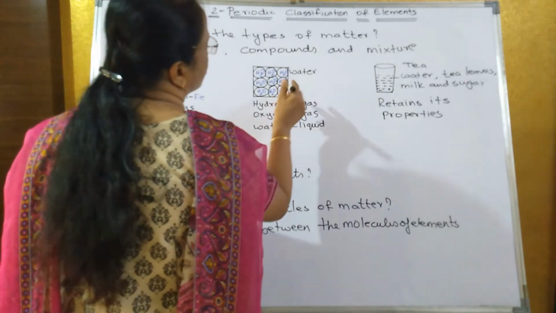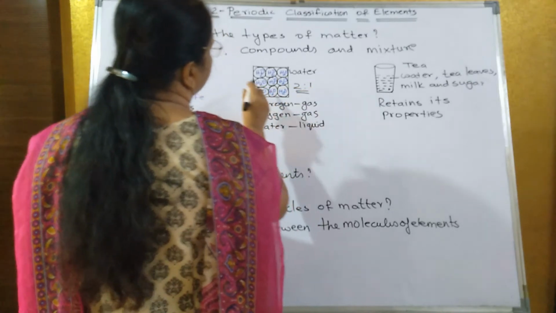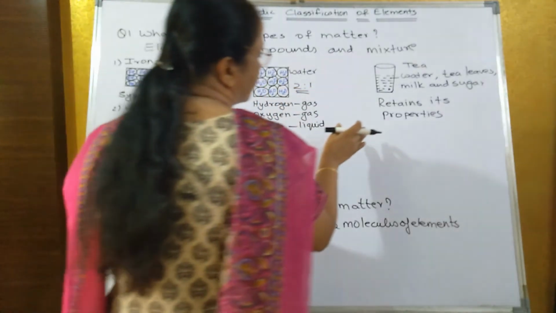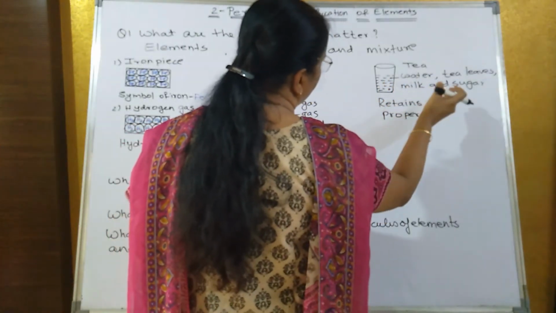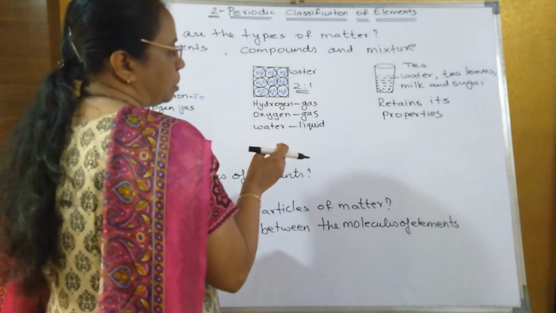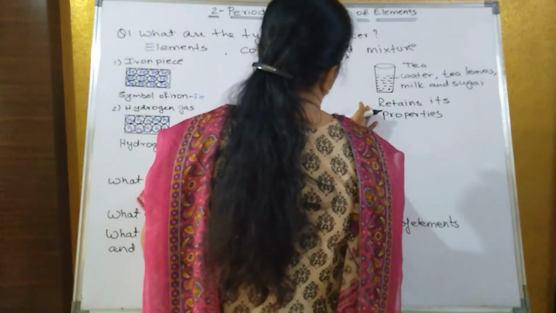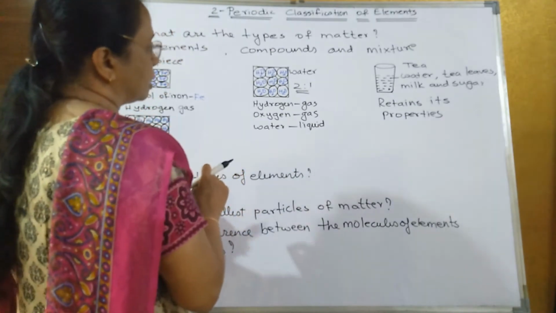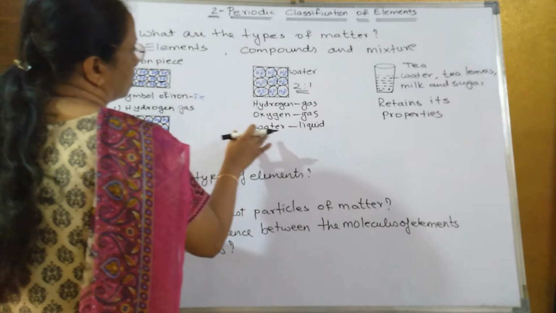Now another difference between both of them is this. Hydrogen and oxygen always combine in the ratio of 2:1. That is, two atoms of hydrogen combine with one atom of oxygen. But that is not the case with tea. You can take any amount of water, tea leaves, milk and sugar. It is not fixed how much should be taken. You can take any proportion, but over here the proportion is fixed. You cannot change that proportion. So that is the difference between elements, compounds and mixtures.